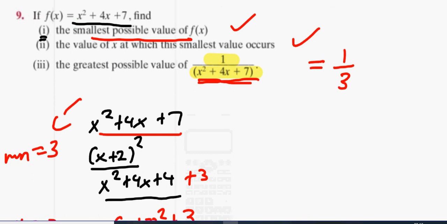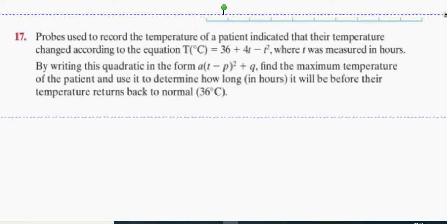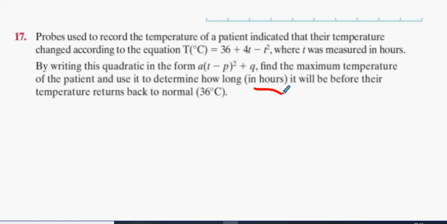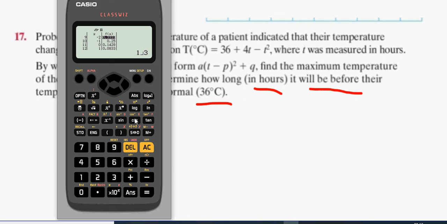Now, last one. Probes are used to report the temperature of a patient, indicating that their temperature changes according to this formula here. Run this quadratic, find the maximum temperature of the patient and use it to determine how long in hours it will be before the temperature returns back to 36. Now, here's a cheat. I'm going to give you a cheat right here. Lob it all into the table function, and what do you get?